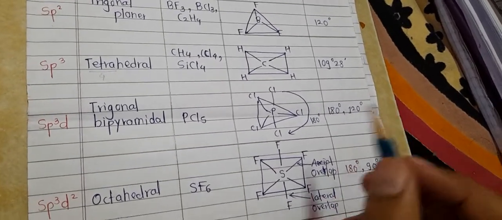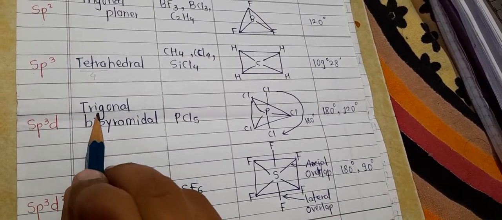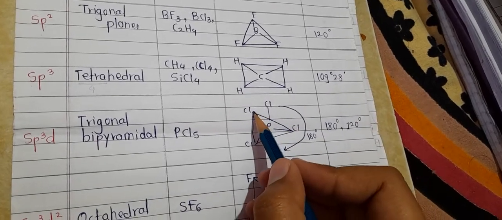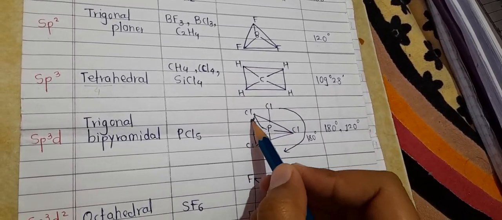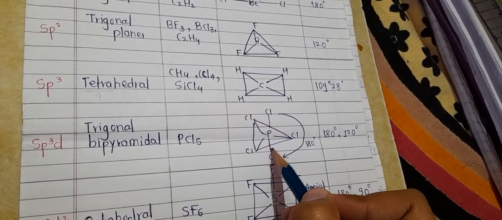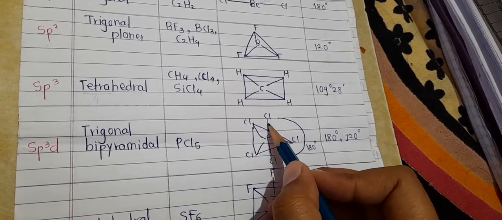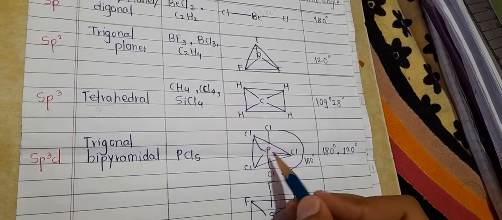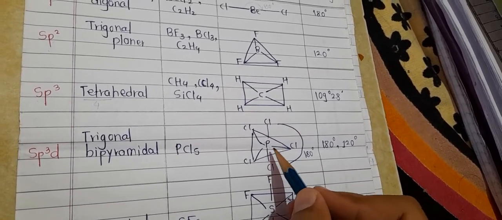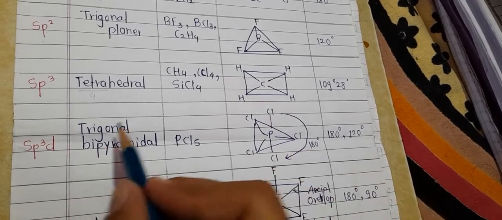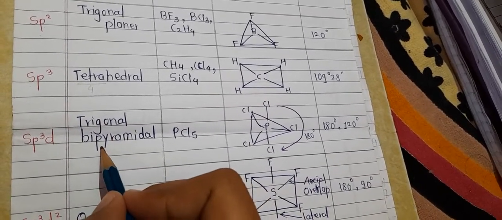Okay, the reason why trigonal bipyramidal is this is trigonal, this is triangle, and this has two planes. This chlorine is above the plane and this chlorine is below the plane. It has two planes, so trigonal bipyramidal.